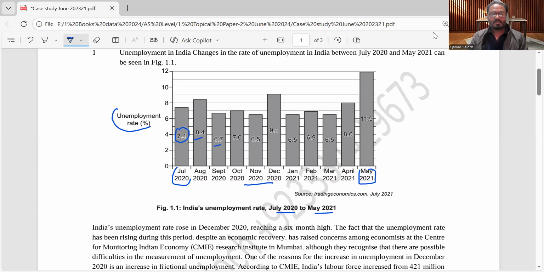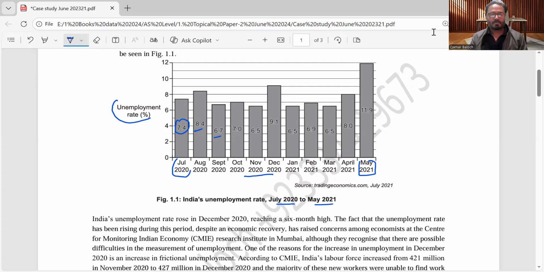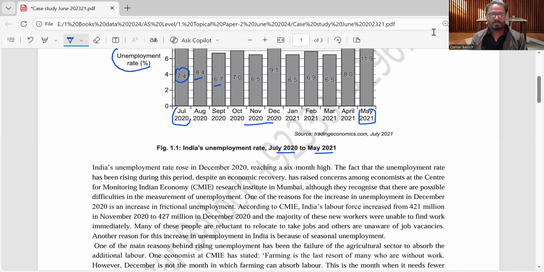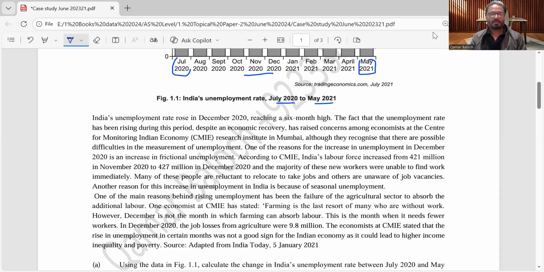You can see that there is a little fluctuation in the rate of unemployment in the Indian economy over the given range of time. The highest rate is in May 2021. Unemployment, however, is increasing continuously, but the rate of increase in unemployment is fluctuating over time. Then read this next paragraph as well. Reading the case study is really important, so you must read it carefully. Stop the video and read this paragraph as well.